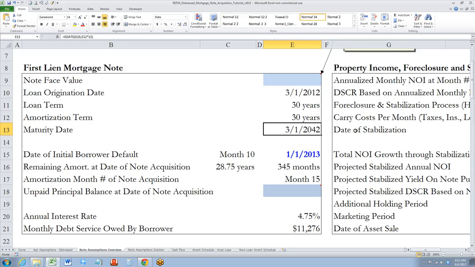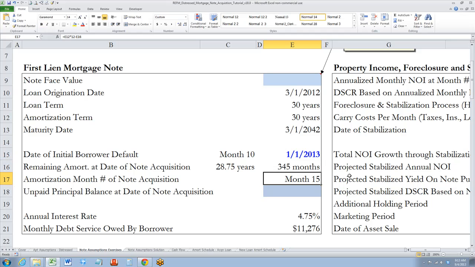The next thing to understand is what is the initial borrower default date. And default can be either a missed payment, a late payment, or a partial payment. And we'll need to know the date that that first default occurred and what the nature of that default was.